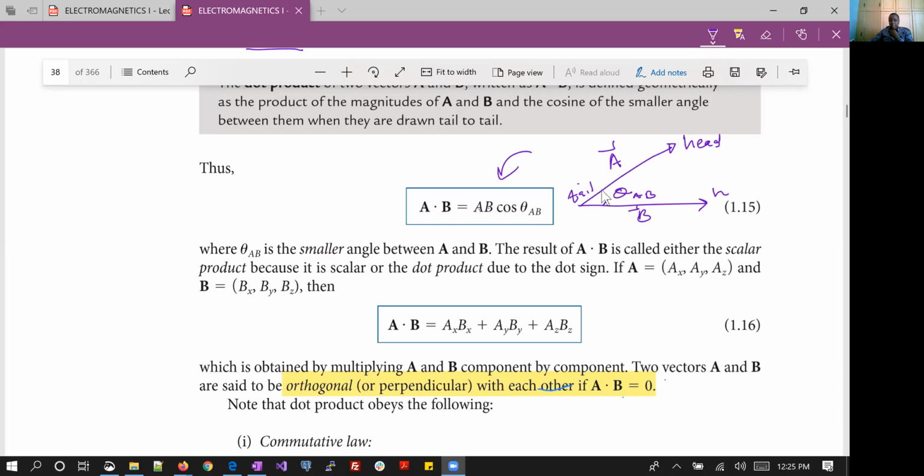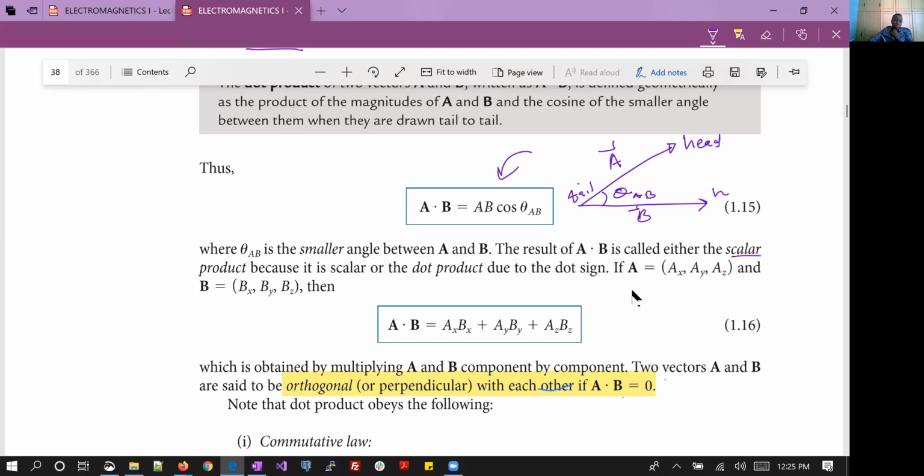And the angle between them, that is angle theta AB. What you actually end up having is that A dot B is equal to the magnitude of A, magnitude of B, cos theta AB. Now, the result of the dot product, as I mentioned, is a scalar. It is called the scalar product because it is scalar, or the dot product due to the dot sign. So what we just need to know is that the result of the dot product is always a scalar. It doesn't have a vector.